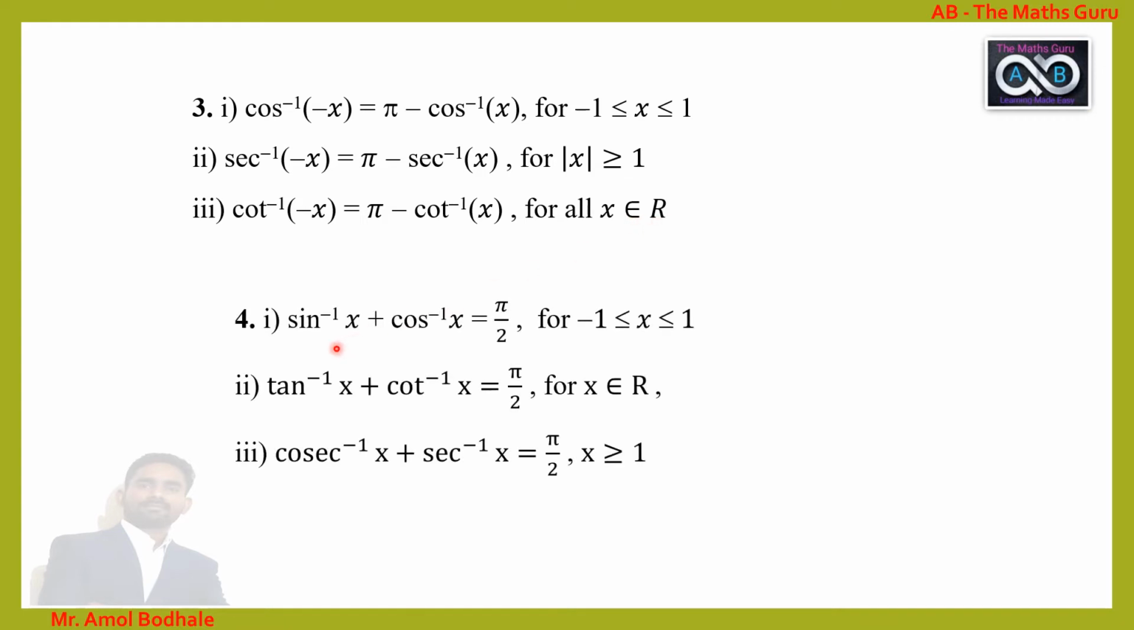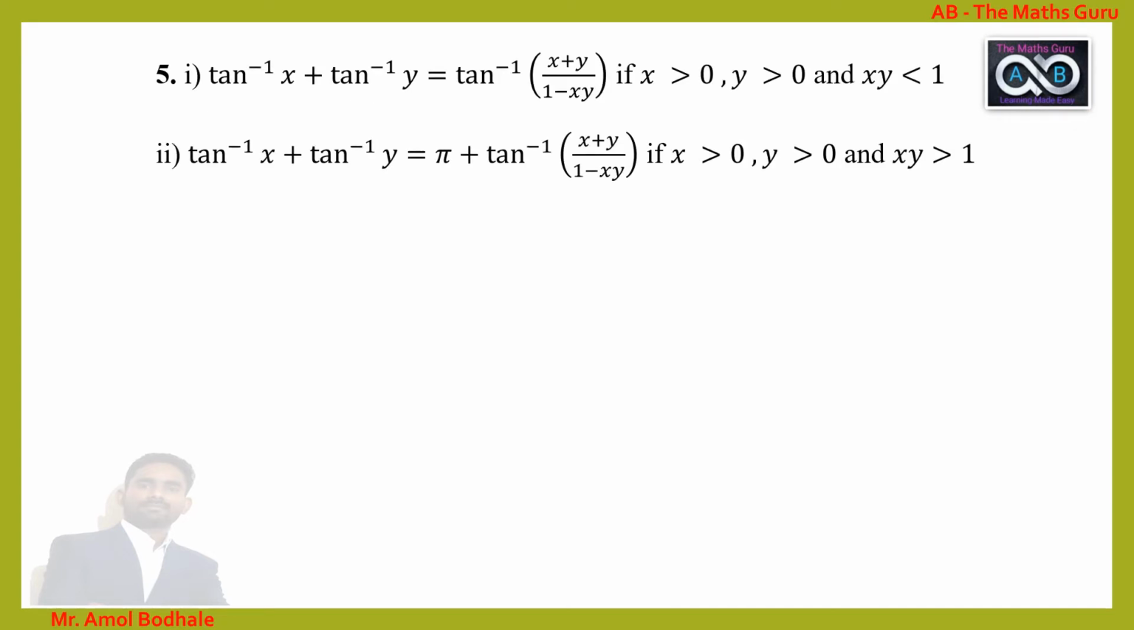Next one, sin inverse of x plus cos inverse of x is equal to pi by 2 for -1 less than or equal to x less than or equal to 1. Tan inverse of x plus cot inverse of x equal to pi by 2 for x belongs to R. Cosec inverse of x plus sec inverse of x equal to pi by 2 for x greater than or equal to 1. So here you can take the adjacent pairs to remember these identities, that is sin cos, tan cot, sec and cosec.